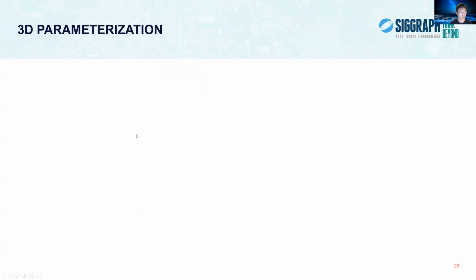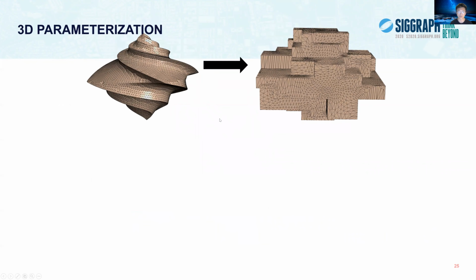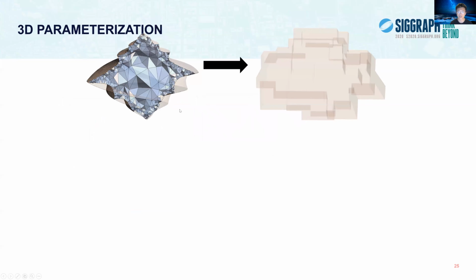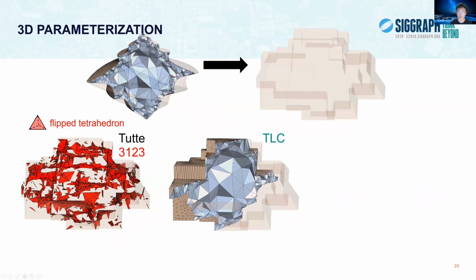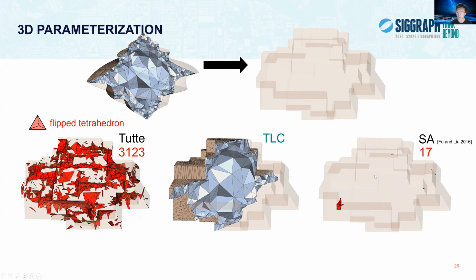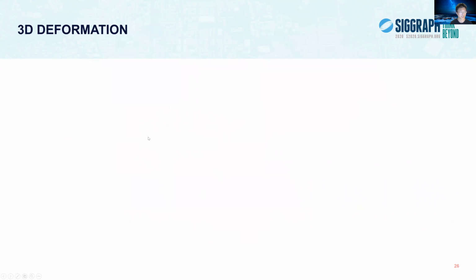Let's look at a 3D parameterization example, where a tetrahedral mesh is mapped into the interior of a polycube domain. Again, taut embedding creates more flipped tetrahedrons in 3D. Our method also still succeeds, but the SA method can't give you an injective mapping. Finally, let's look at a 3D deformation example.